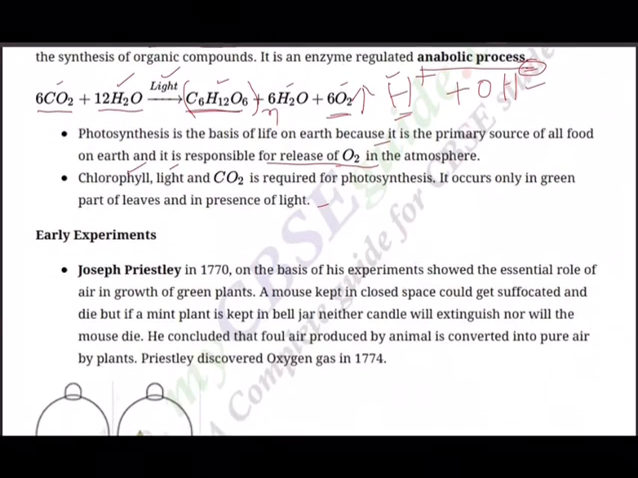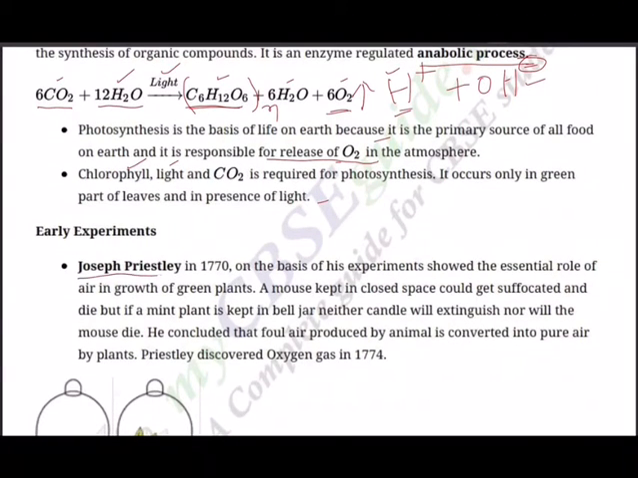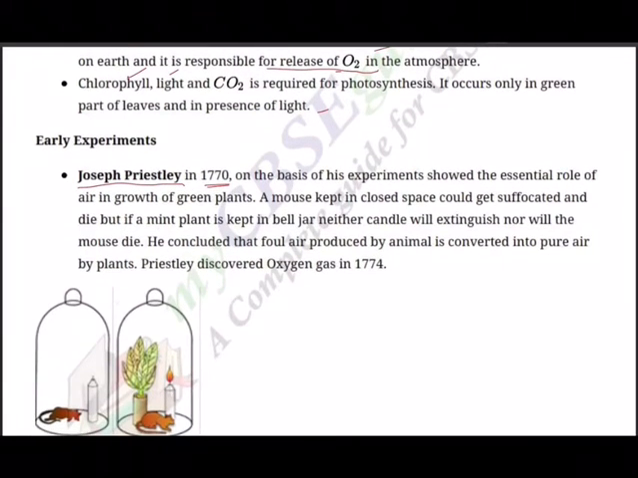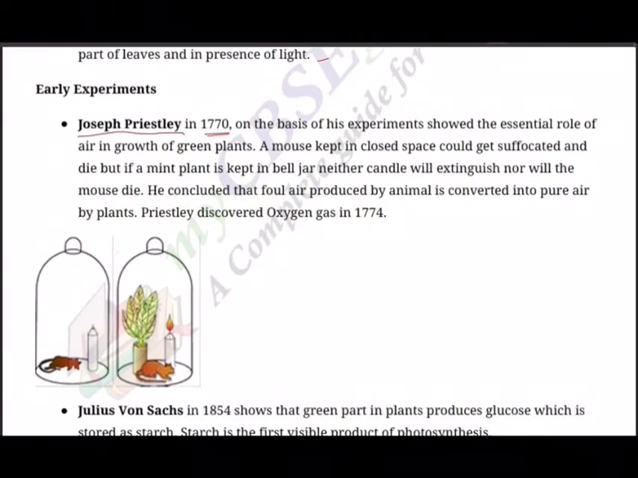So what are the early experiments? Thanks to this gentleman, Joseph Priestley, in 1770, look at that. On the basis of his experiments, he showed the essential role of air in the growth of green plants. A mouse kept in closed space, look at that. This is the mouse kept in closed space, the jar is closed, could get suffocated and die, look at that. But if a mint plant is kept, look at this happy mint plant kept in bell jar, neither candle will extinguish nor will the mouse die.